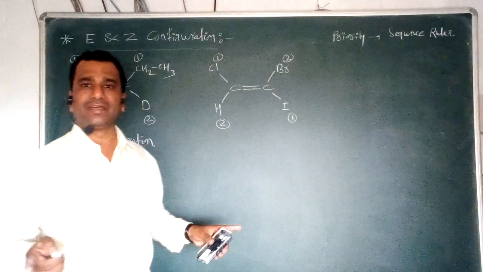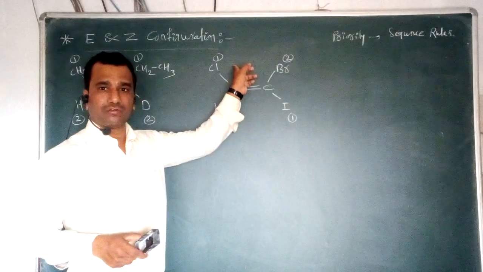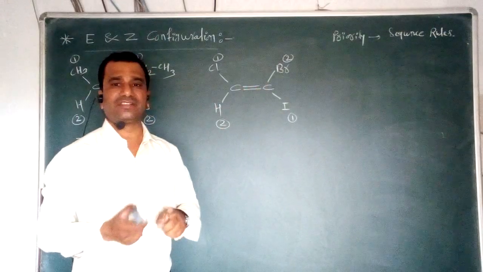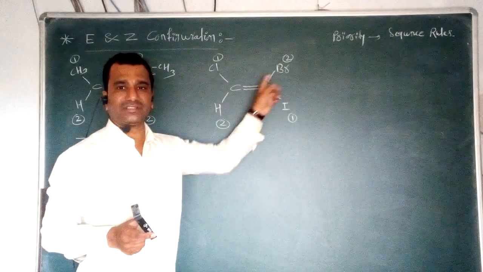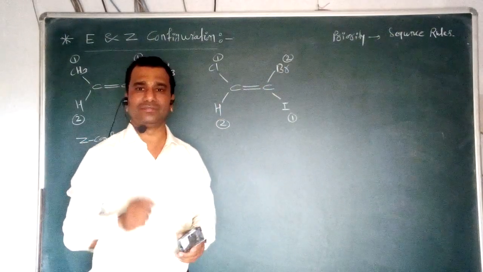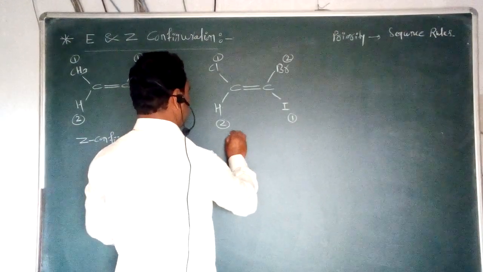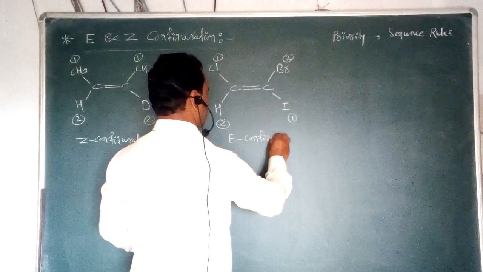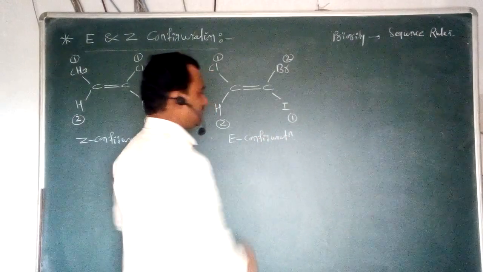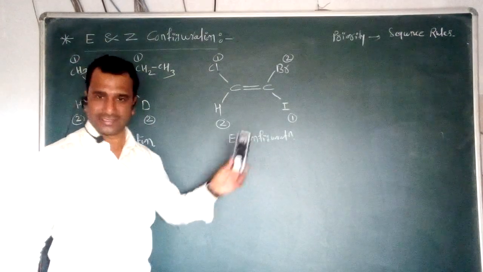Now we just have to compare the relative position of the highest priority groups. So the first priority group attached to both olefinic carbons is present on the opposite side. At the same time, the second priority group is also present on the opposite side, and we know very well that if such a situation is there, that configuration is called the E configuration. So this is a second simple example for assigning either E or Z configuration.